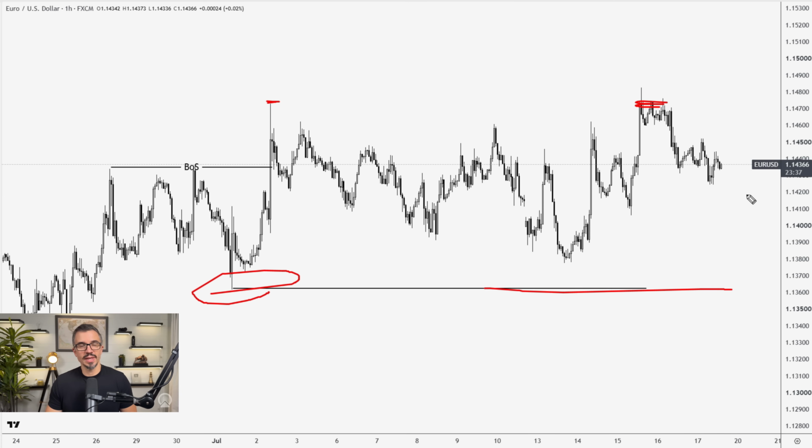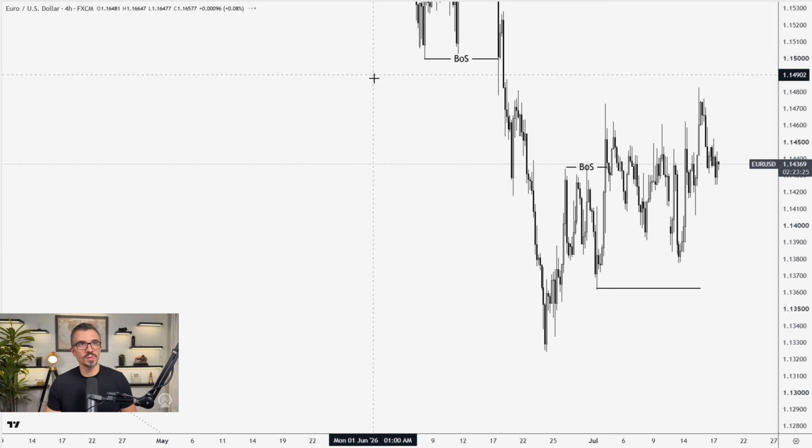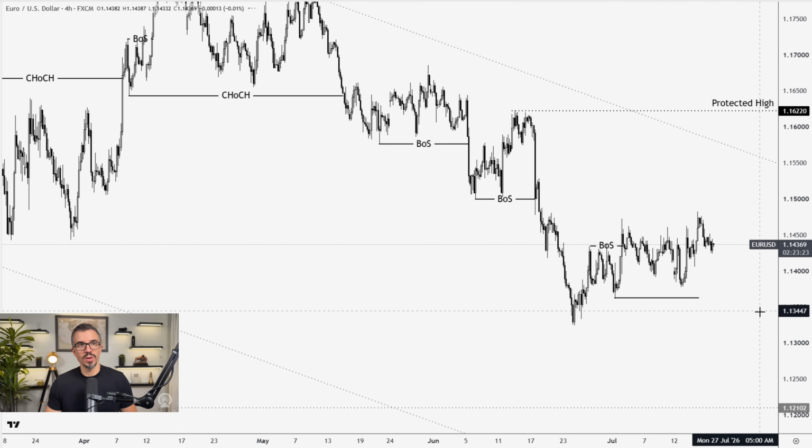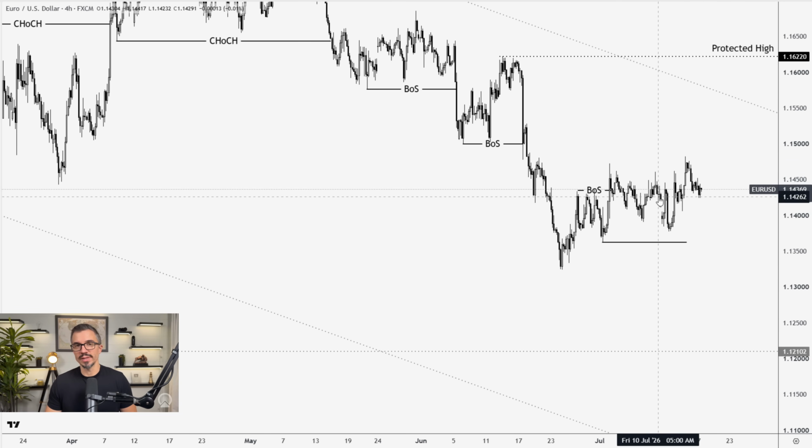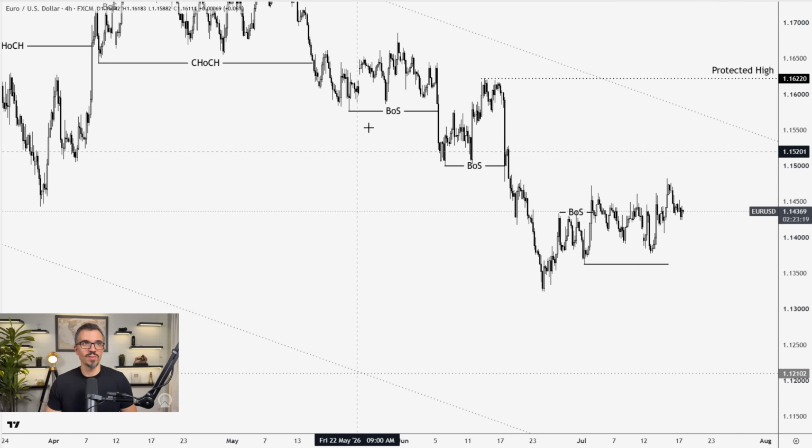So until this is the case, in my opinion, there's really not much to do here. This is the kind of stuff that I adamantly try to avoid just because it's so easy to get chopped up in this kind of price action. SMC works best, guys, in trending markets. When you get a market that just goes sideways like this for weeks, it's really just unfavorable conditions, to say the least.